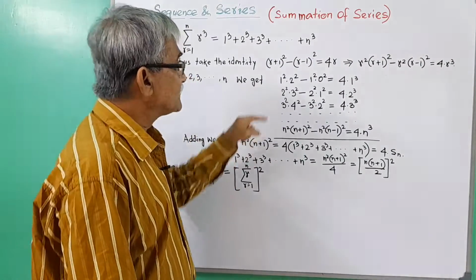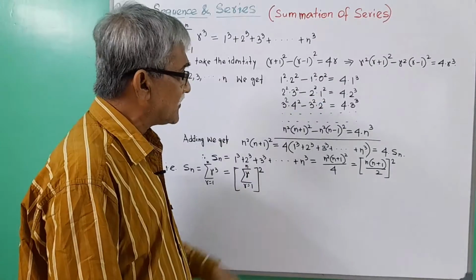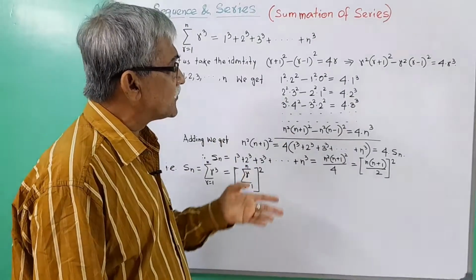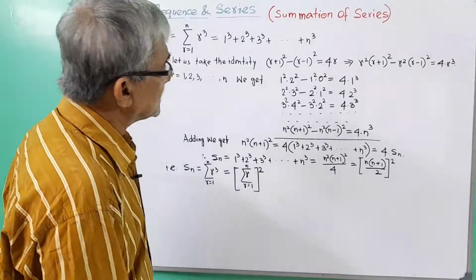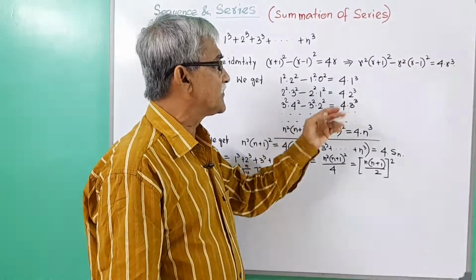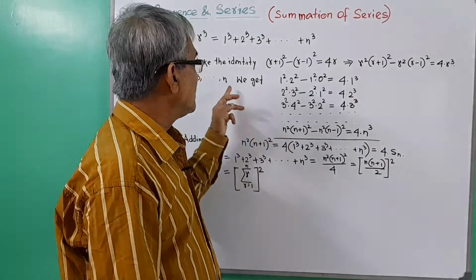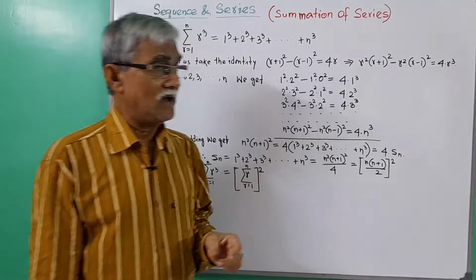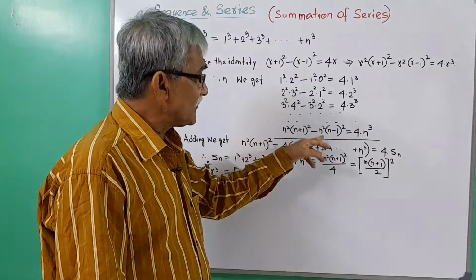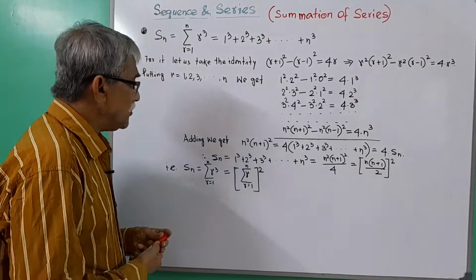Up to n. And this way we will be getting 1 square into 2 square minus 1 square into 0 square is equal to 4 into 1 cube. 2 square into 3 square minus 2 square into 1 square equals 4 into 2 cube. 3 square into 4 square minus 3 square into 2 square is equal to 4 into 3 cube. This way. And finally, when you put r equals n, this becomes n square into (n plus 1) whole square minus n square into (n minus 1) whole square is equal to 4 into n cube.